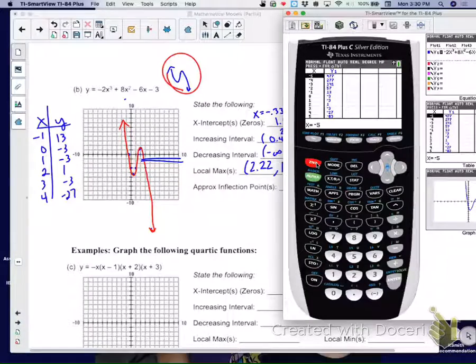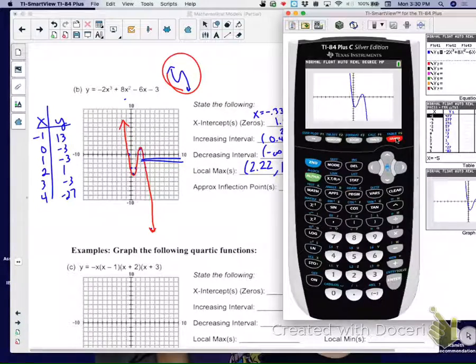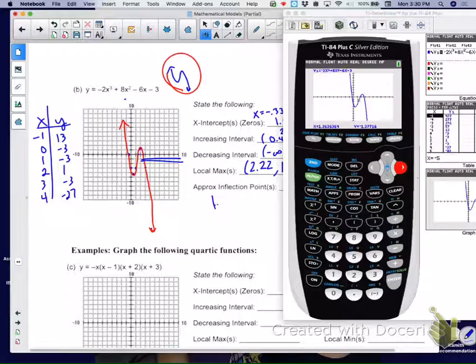Okay, so go back to your graph and hit trace. And we're going to come here in between our minimums and maximums. I think that looks pretty good. So my inflection point is 1.36, negative 1.38. And there we are.